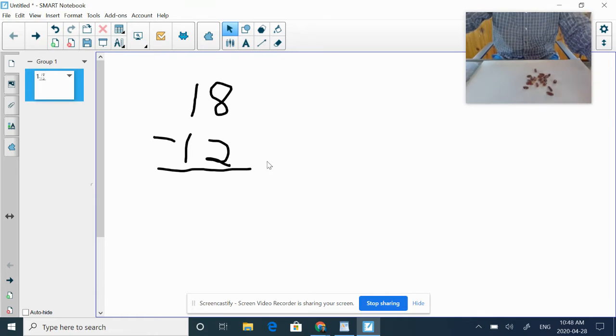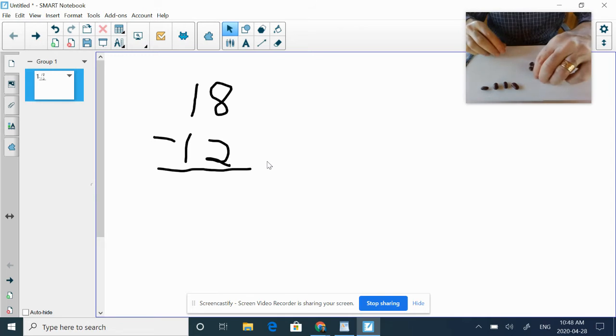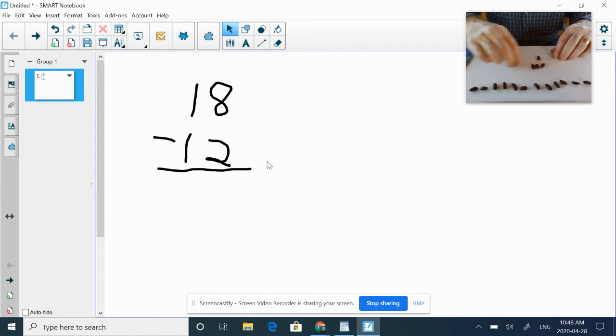But again, I want to use my manipulatives. So I've got my handy kidney beans once again. And so I'm going to get my 18 out. So there's 4, 5, 6, 7, 8, 9, 10, 11, 12, 13, 14, 15, 16, 17, and 18. And so we're going to get my other 12.